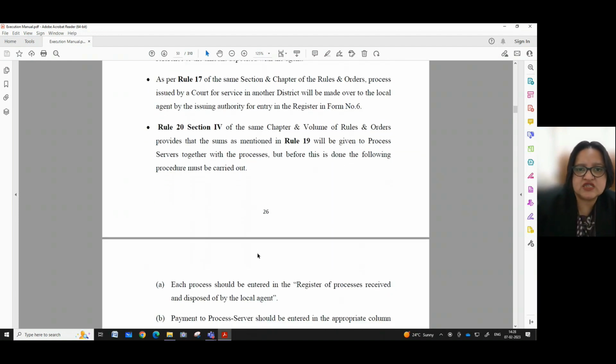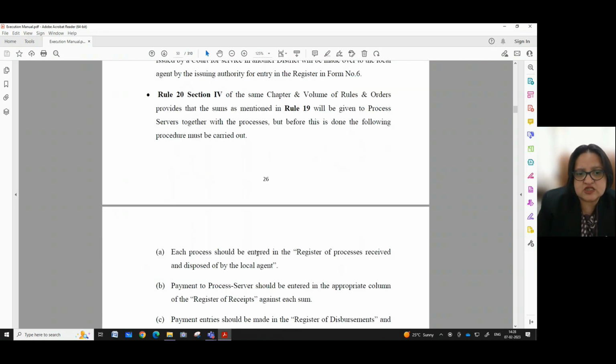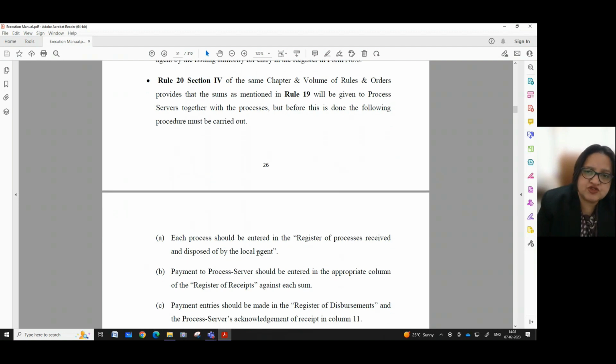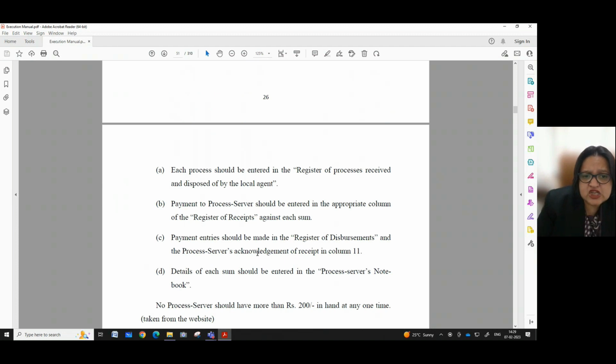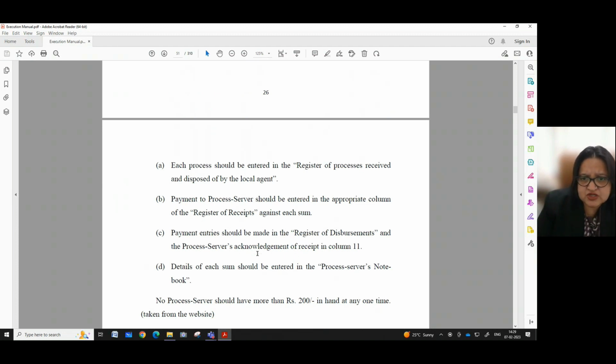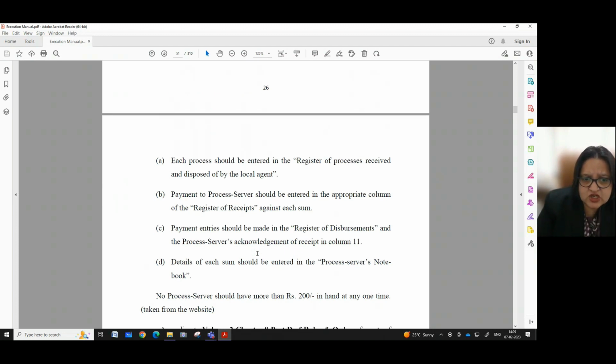As per Rule 17 of the same section and chapter of the Rules and Orders, process issued by a court for service in another district will be made over to the local agent by the issuing authority for entry in register in form number 6. Rule 20, Section 4 of the same chapter and volume of Rules and Orders provides that the sum as mentioned in Rule 19 will be given to process servers together with the processes, but before this is done, the following procedure must be carried out. Each process should be entered in the register of process received and disposed of by the local agent.